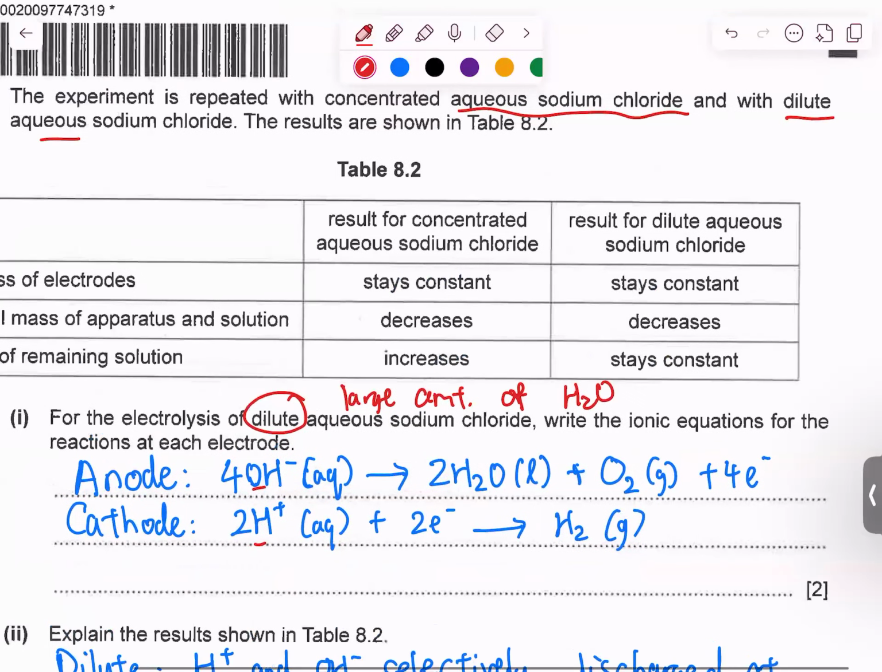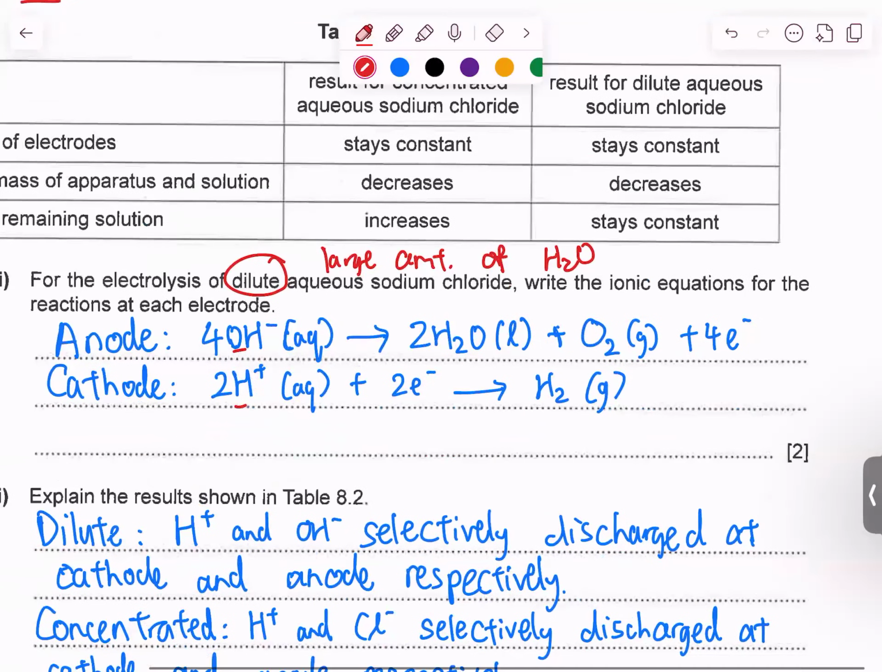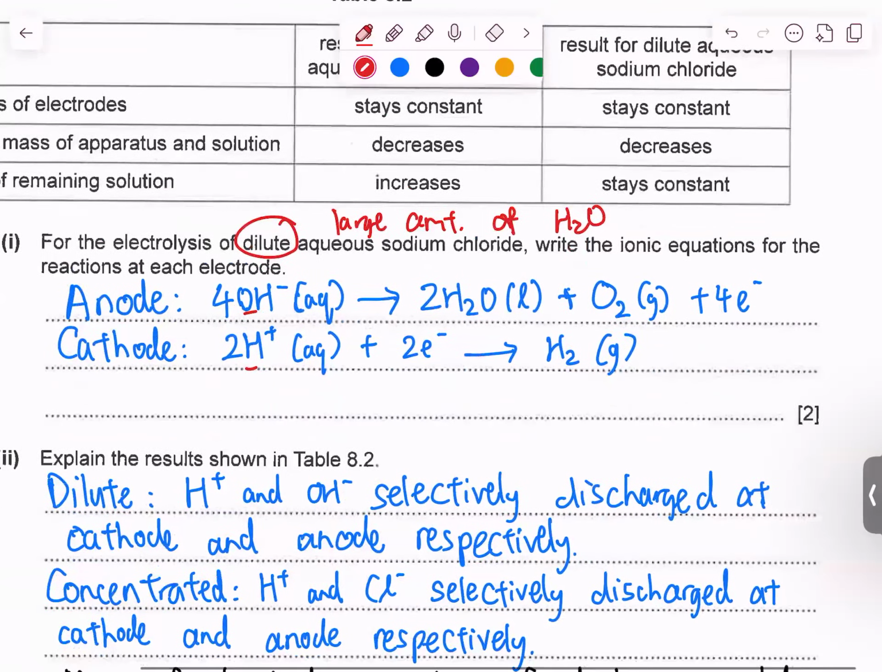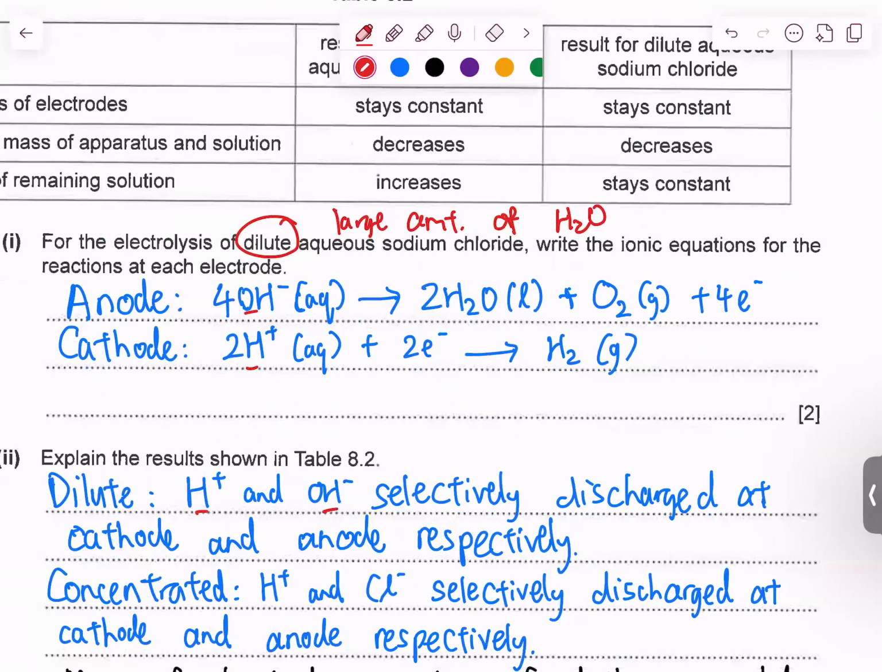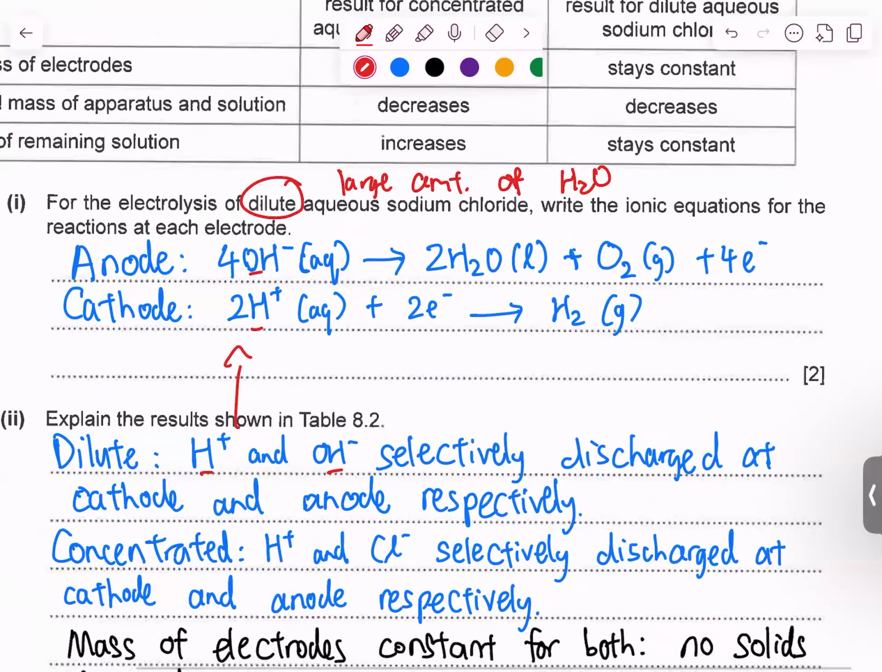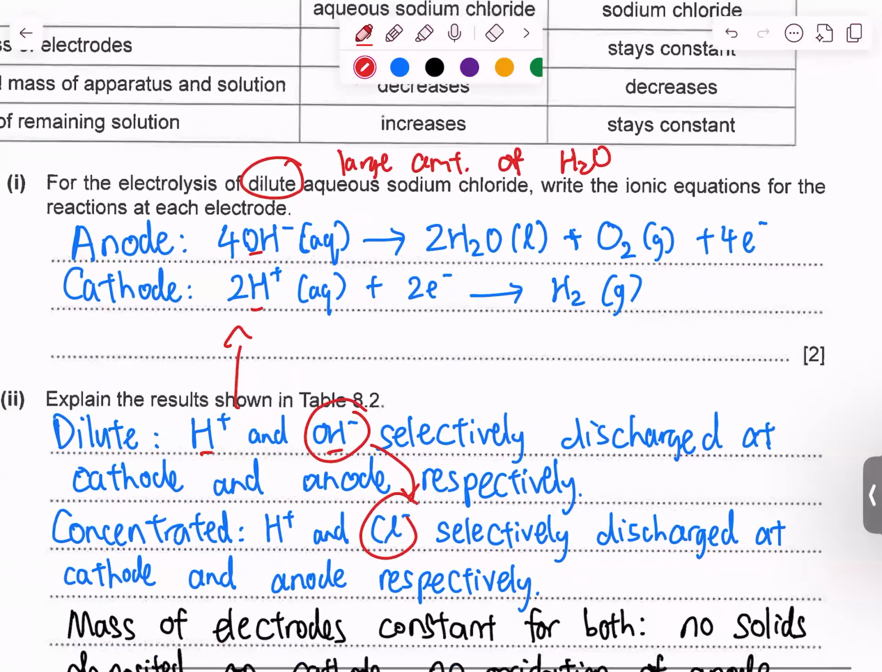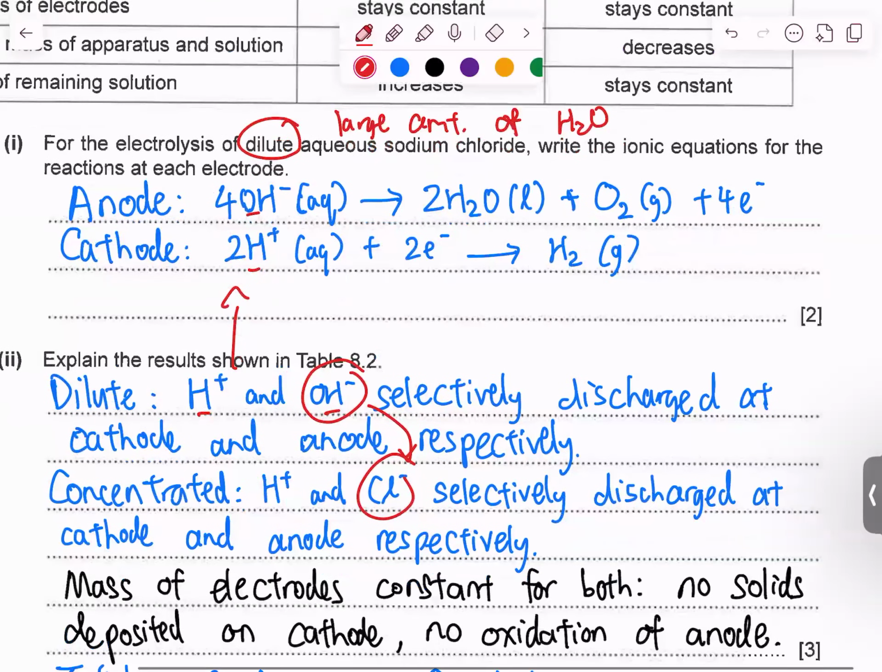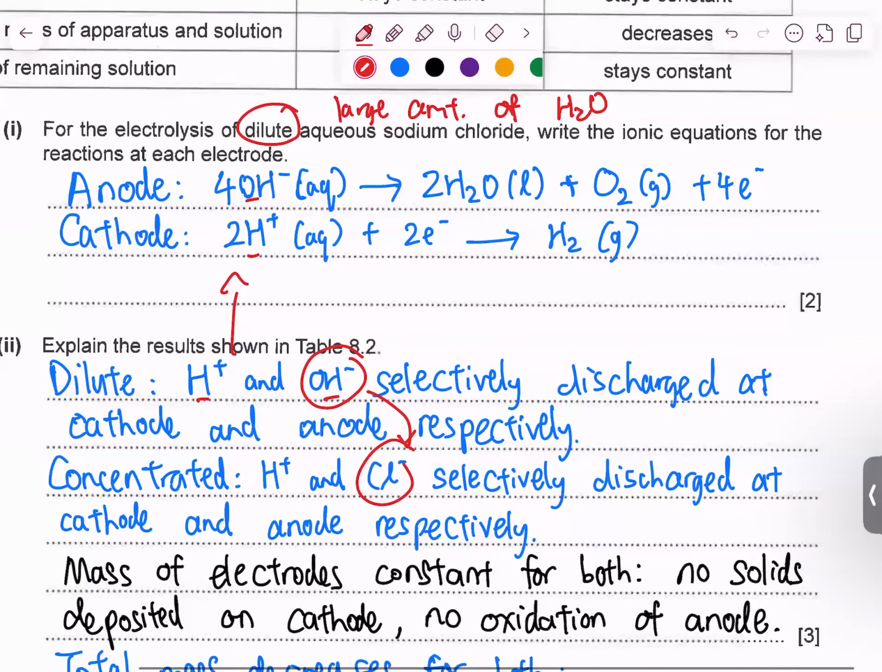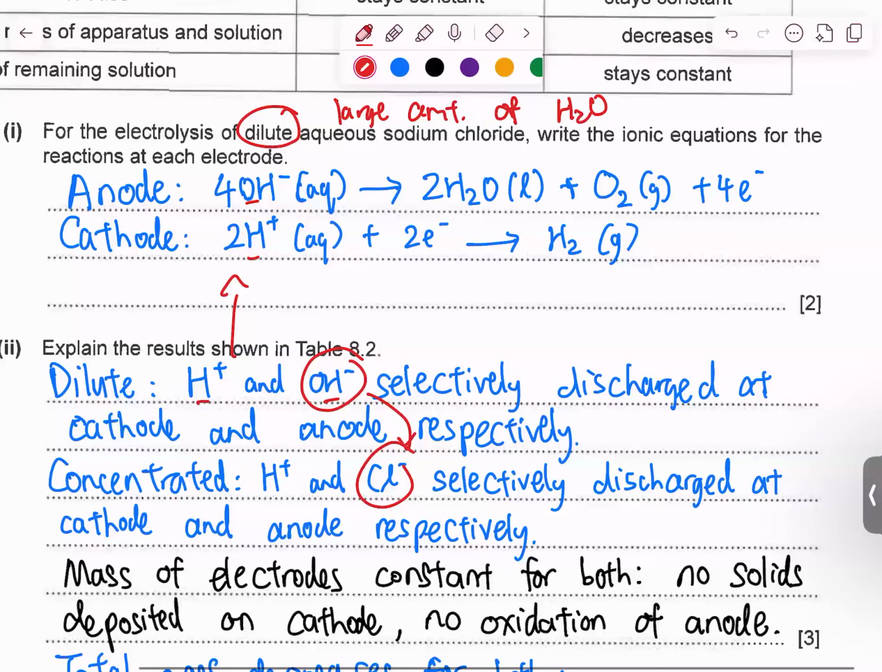Explain the results shown in table 8.2. For dilute, the H plus and OH minus will be selectively discharged, as shown in this question already. For concentrated, the only change is that OH minus will be changed to Cl minus. So Cl minus will be the one discharged at the anode. Now, for the mass of electrodes, it's constant for both because no solid is being deposited at the cathode and there's no oxidation of the anode.